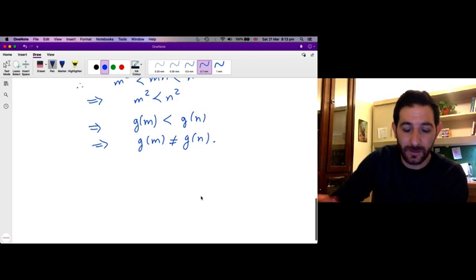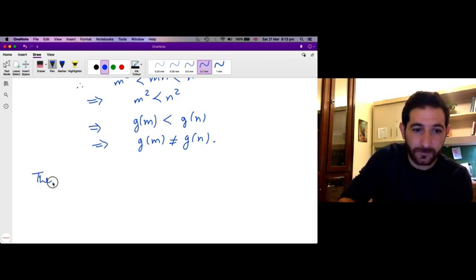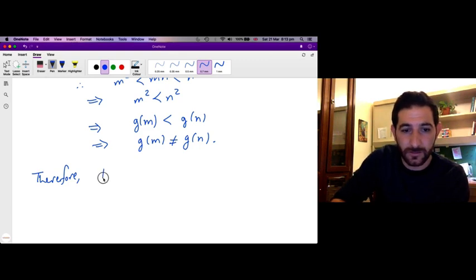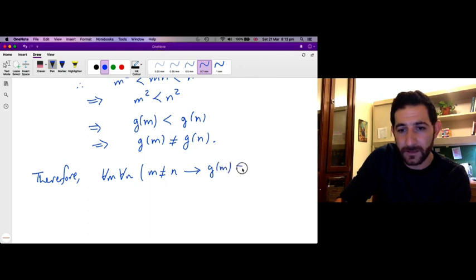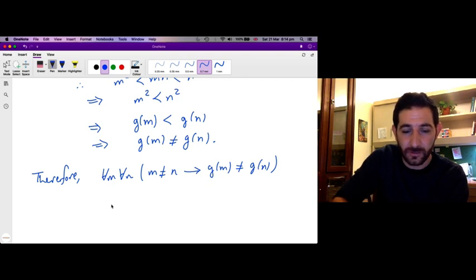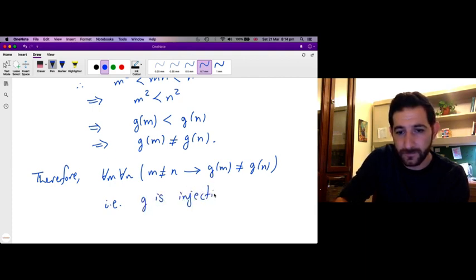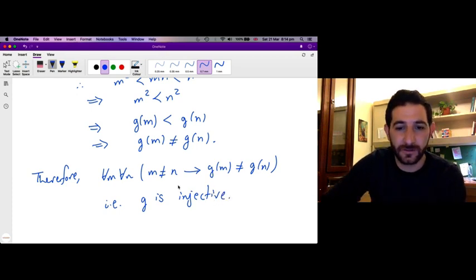then the image of m is not equal to the image of n. Therefore this shows that for every m and n, if m is not equal to n, then the image of m is not equal to the image of n. And this is exactly the definition of injectivity. So g is injective. It is an injective function.